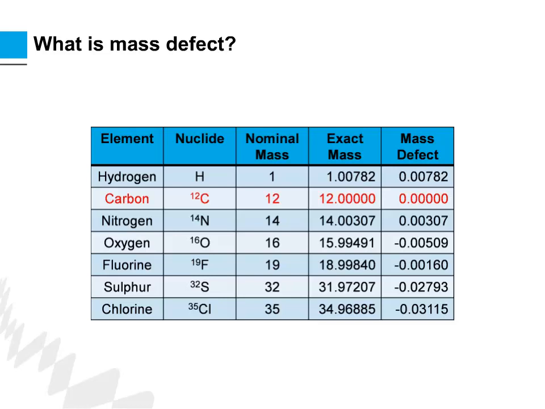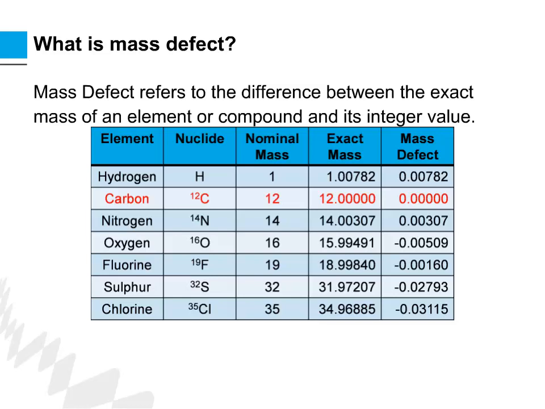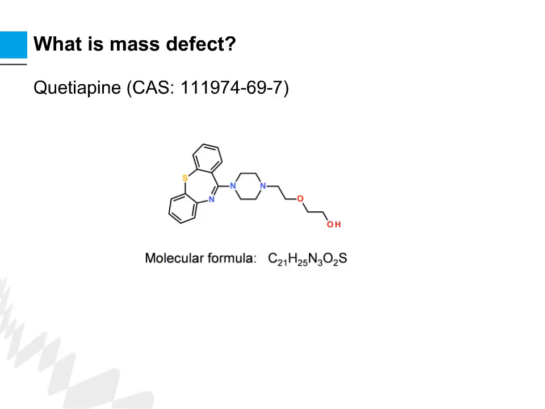The term mass defect originates from the fact that only carbon-12 has an integer value for its atomic weight, in this case 12.00000. Here the term mass defect refers to the difference between the exact mass of an element or compound and its integer value. This value can be positive, as is the case for nitrogen, or negative, as in the case of oxygen.